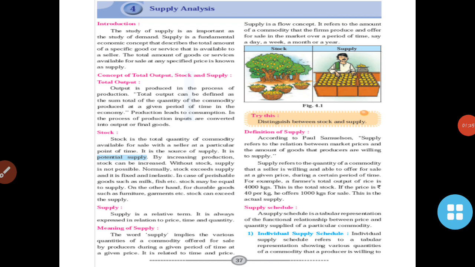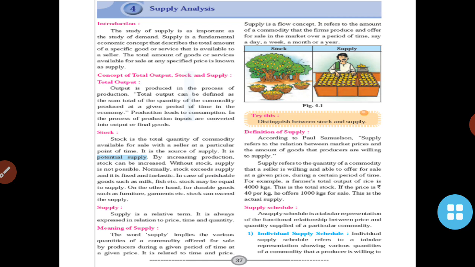Now here the introduction is given. The introduction says the study of supply is as important as the study of demand. Supply is a fundamental economic concept that describes the total amount of a specific good or service that is available to the seller. Here they say supply is as important a study as demand.